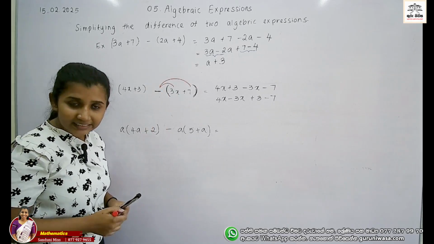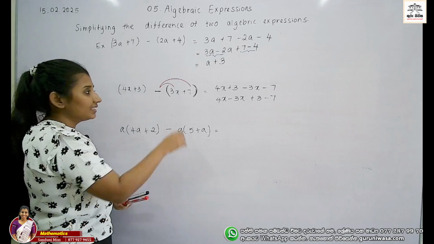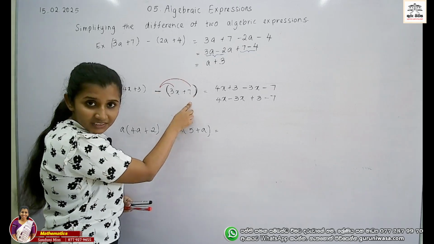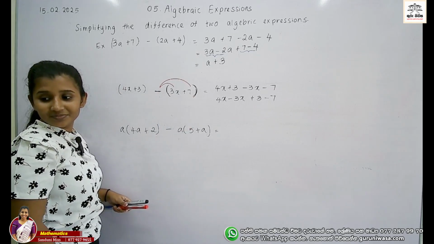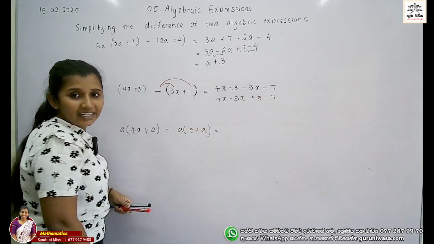Multiply each term by the minus sign. So minus times 3x is minus 3x. Minus times plus 7 is how much? Minus 7. That's what we got, minus 7.